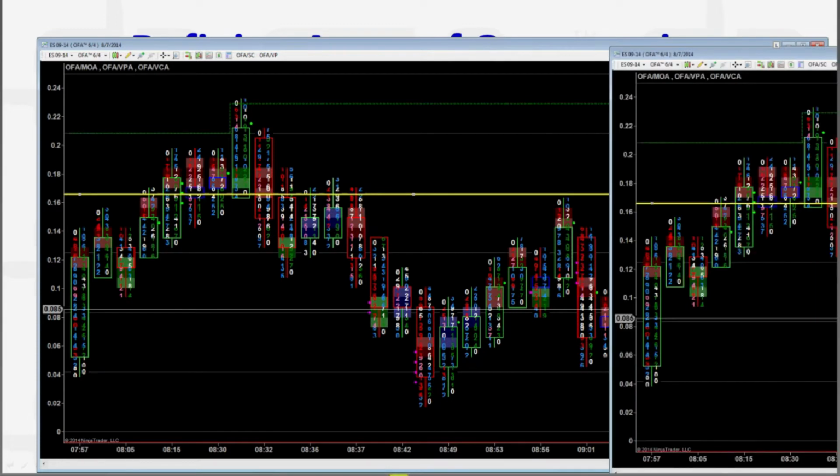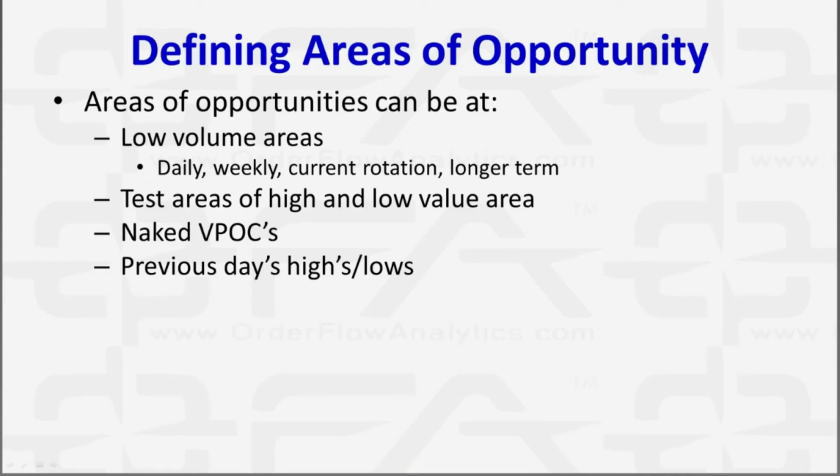I'm going to try to move this back. All right, previous day's highs, lows, closing swing high, low areas.